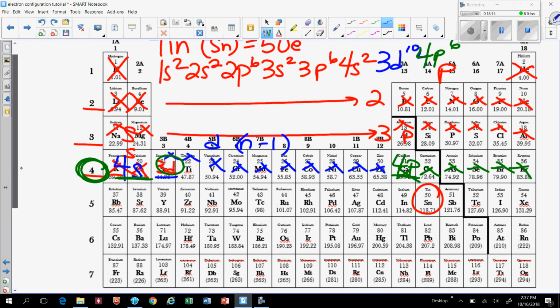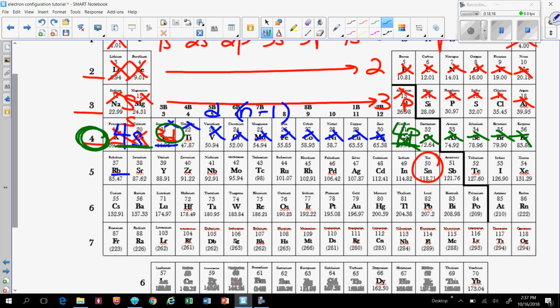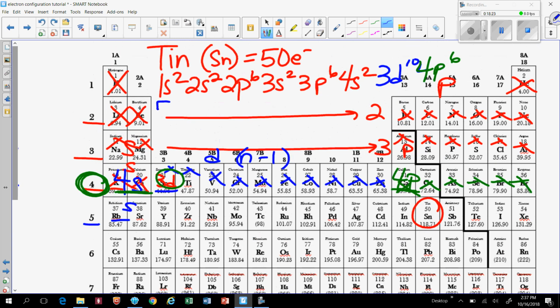So we keep going. We hit rubidium, which is period 5. So energy level 5, and we're hitting that S sublevel, so 5s. And I'm marking out rubidium and strontium, so that's 5s2.